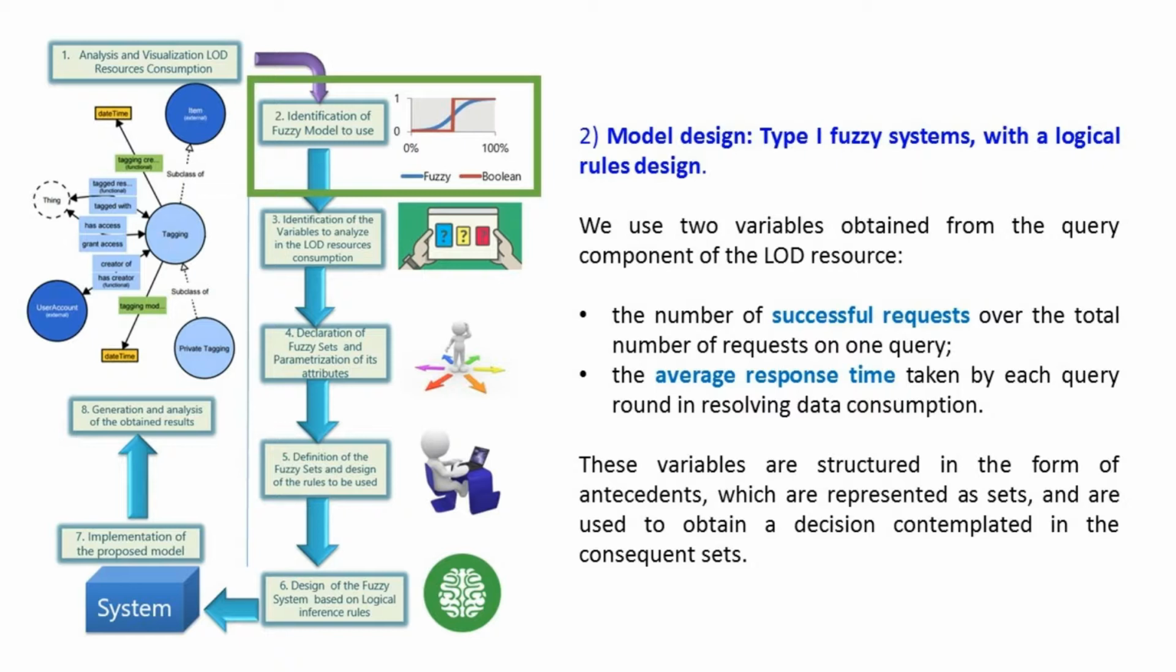For the model design, we set up to work with a Type 1 physics system with a logical rule design. For this purpose, we use two variables obtained from the query component of the linked resources. First, the number of successful requests over the total number of requests in one query. And second, the average response time taken by each query run in resolving data consumption. For the Type 1 physics system, these variables are structured in the form of antecedents, which are represented as sets and are used to obtain a decision completed in the consequent sets. The choice of this approach is based on two premises. One, the environment of uncertainty generated when querying datasets, and second, the need to solve this uncertainty with control over the operation of the system.